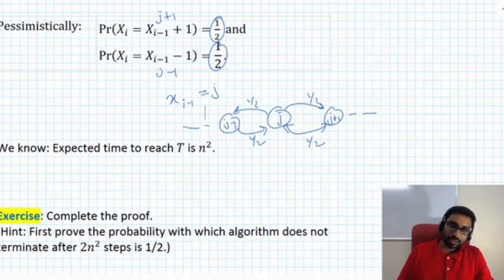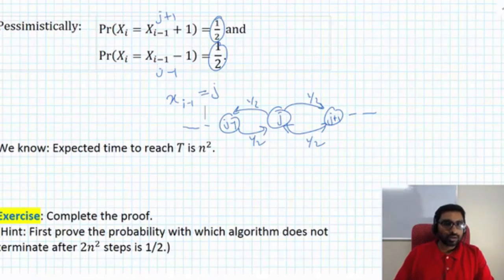Okay, so that's a simple exercise for you. You basically have to use the Markov inequality to prove that the probability with which the algorithm does not find the truth assignment after 2 n squared steps is at most a half. And then when we repeat it n times, we can reduce this probability down to 2 raised to the minus n, which gives us the result that we want.